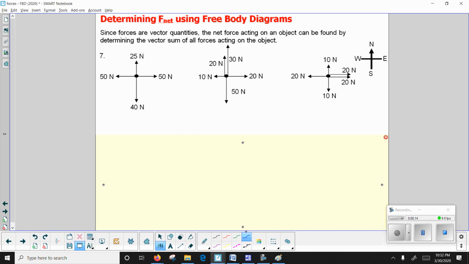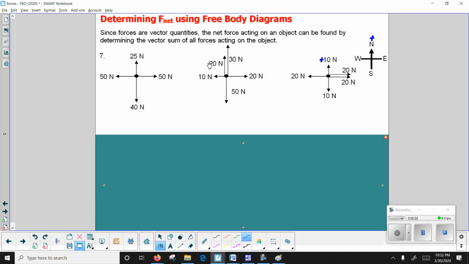The way I want you to modify this is I'd like you to use the following. So we're going to have north being positive. So whenever you have a northern force, can you put a positive sign there? And a southern force, you're going to put a negative sign there. And similarly, anything that's going to the east will be positive, and anything going to the west will be negative. So just spend a few seconds doing this, just to be consistent here.